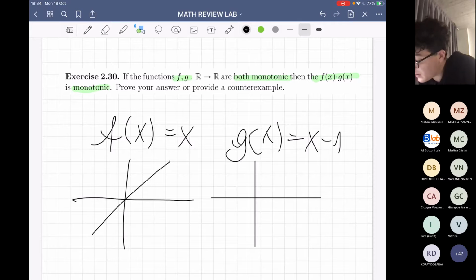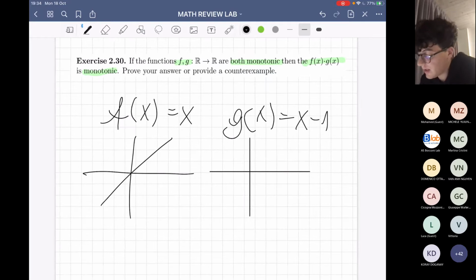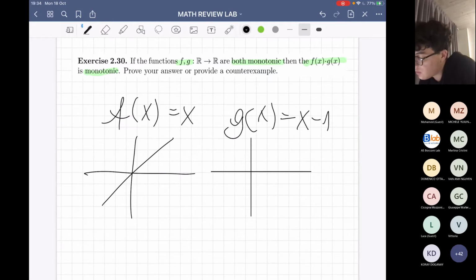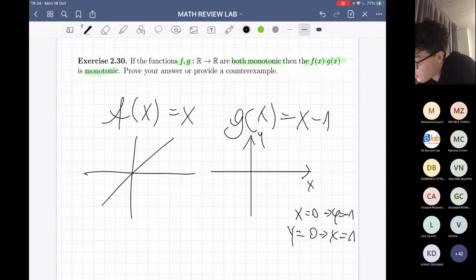And we can check simply that it's monotonic because, if we want to draw it well, when x is equal to 0, y is equal to -1, and when y is equal to 0, x is equal to 1. So this is x and this is y. When x is equal to 0, y is here, -1. When y is equal to 0, x is here, 1. And so it's exactly this, the function.